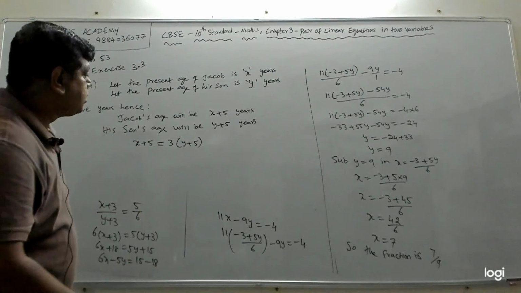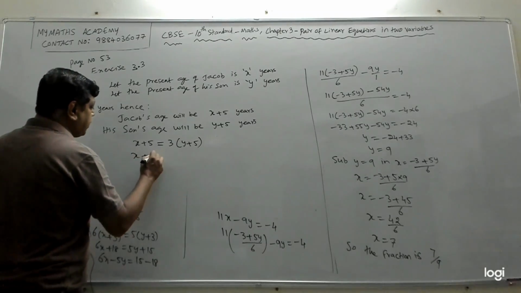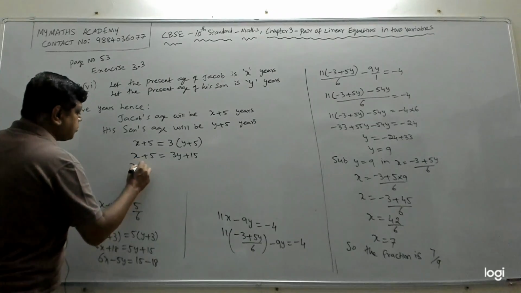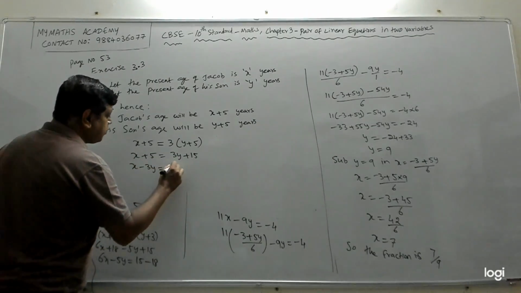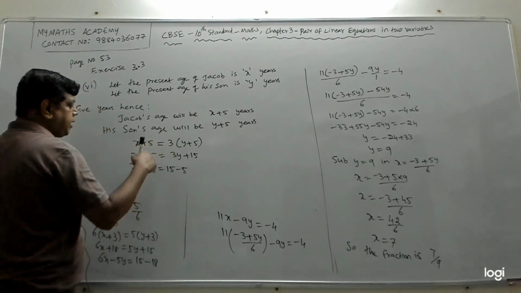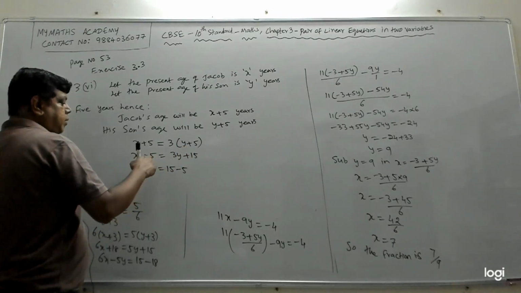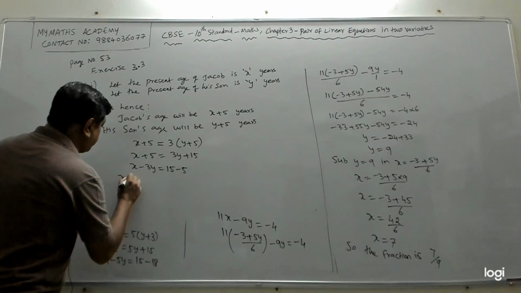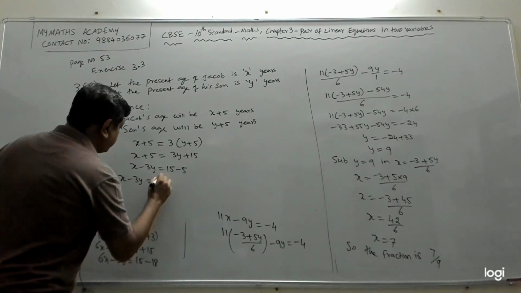We will try to simplify this. We get x plus 5 equal to 3y plus 15. So x minus 3y will become 15 minus 5. The 3y is coming here, minus 3y, and the 5 goes to this side and becomes minus 5. So you'll get x minus 3y equal to 10. So this is one equation.